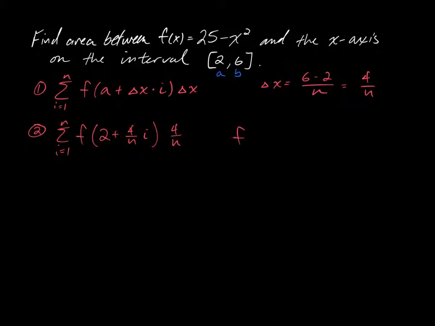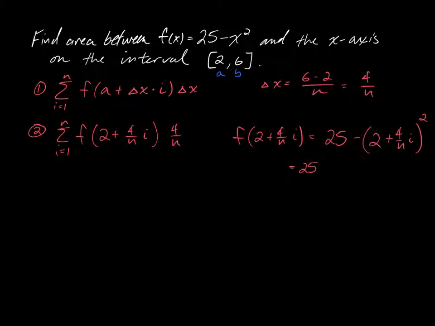So f of 2 plus 4 over n i is the same thing as 25 minus (2 plus 4 over n i) squared. And you can see that by the substitution here. F of whatever is 25 minus that whatever being squared. Check. Then we're just tasked with actually squaring that binomial.